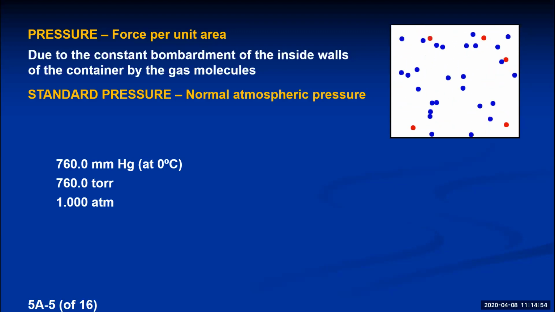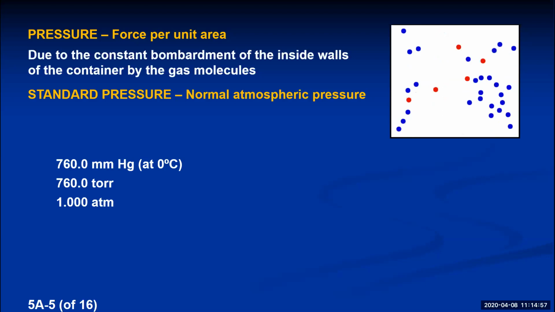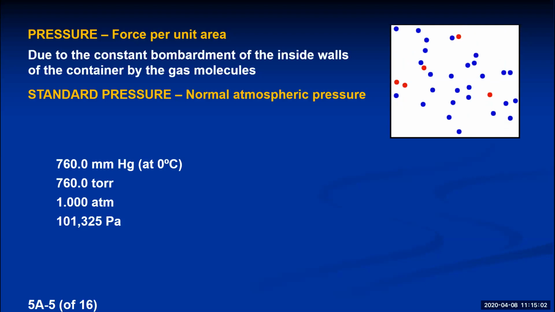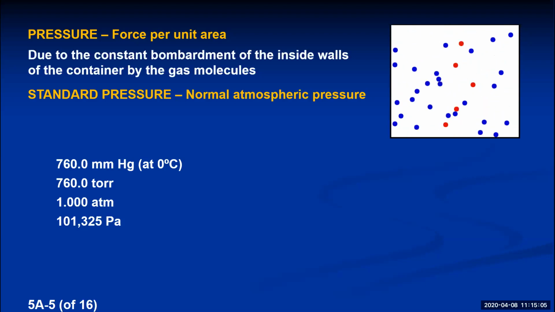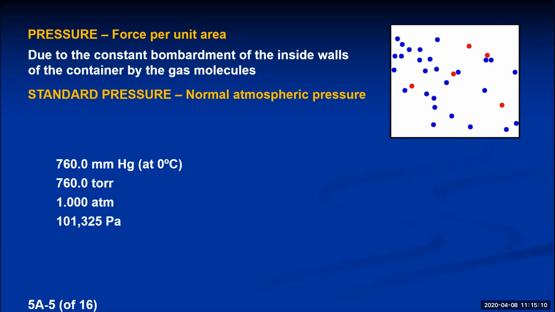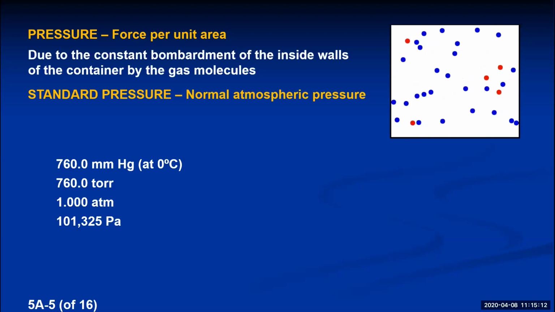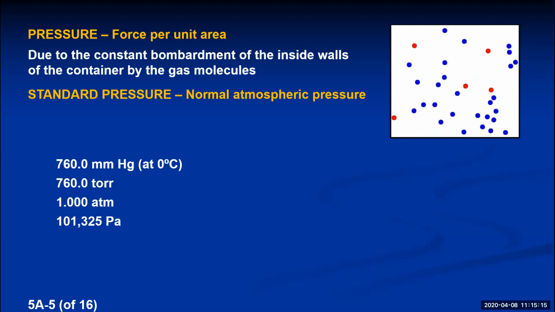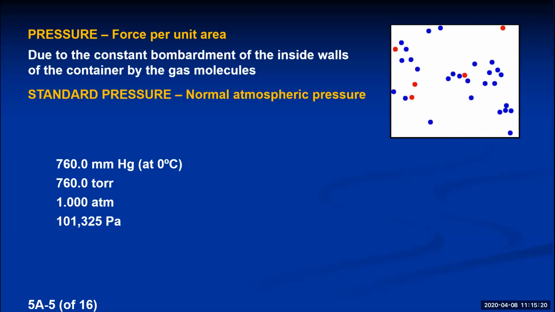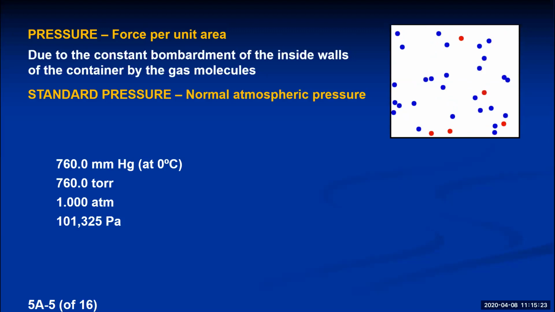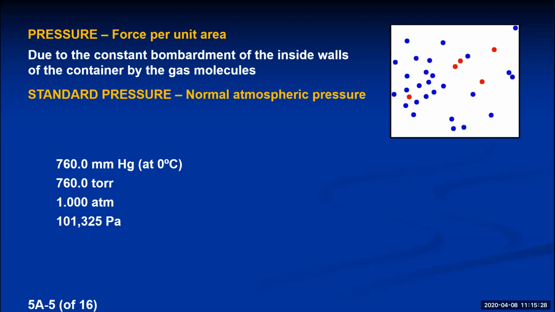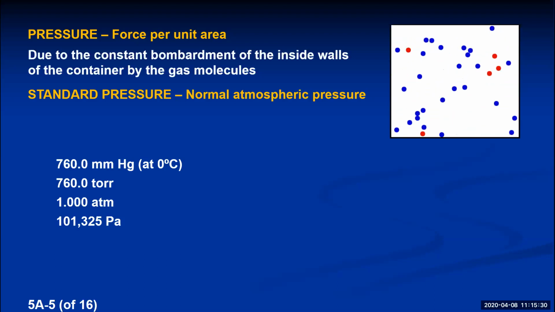The actual SI unit, or the metric system unit for pressure, is the Pascal. And if you want to know what standard pressure is in pascals, it'd be 101,325 pascals. That last number, I'm not going to expect you to know. You could look that up whenever you need to. But I would like you to know the top 3 and understand they're all equated to each other. 760.0 millimeters of mercury equals 760.0 torr equals 1.00 atmospheres. And by knowing that, you should be able to convert between the top 3. The bottom one, if you just need to get to pascals, just look up the value.